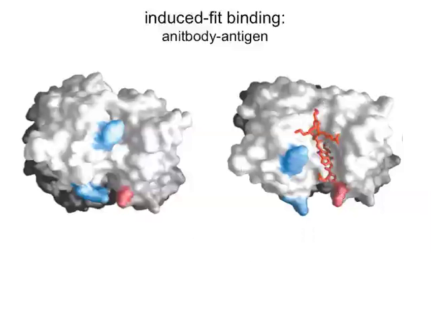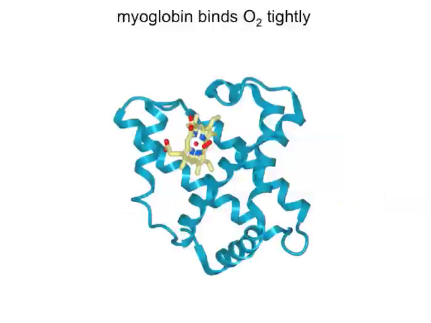So, induced fit. I should say that it's most likely that any interaction is going to involve some kind of induced fit, some kind of change in the structure of one or both partners. And a rigid lock and key sort of model is a nice conceptualization, but rarely encountered.